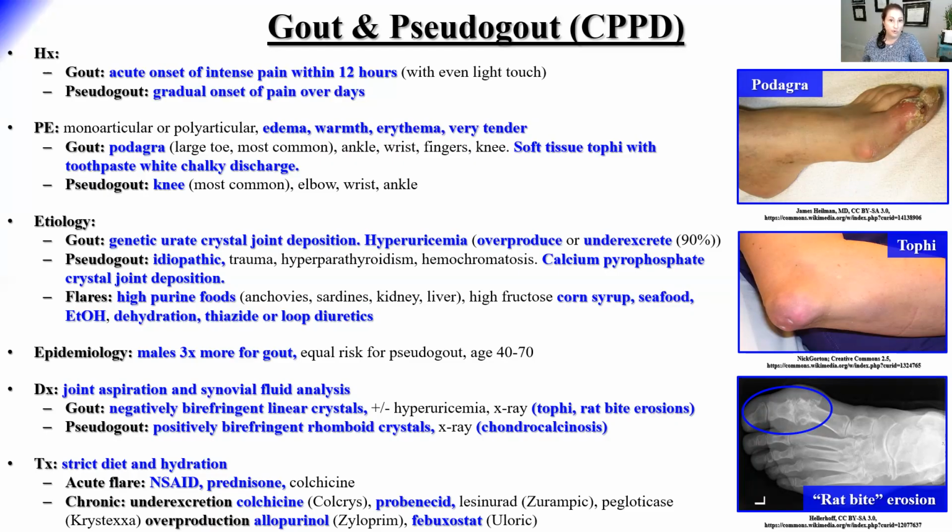Treatment for this is we want to avoid the flare. So a very strict diet where we're avoiding these triggers and making sure that the patient stays well hydrated to avoid that precipitation of the crystal into the joint. If they have an acute flare, the first line treatment for that is going to be anti-inflammatories and prednisone. If this is a patient that has chronic flares and they're an underexcretor, which remember is going to be the most common type, we can treat them with colchicine and probenecid are common ones for treating that. Or overproducers, we can treat with allopurinol and febuxostat.